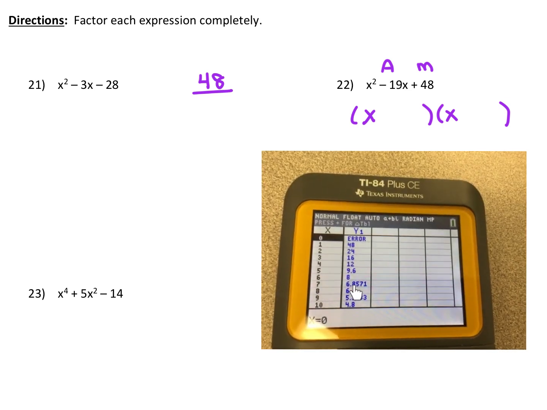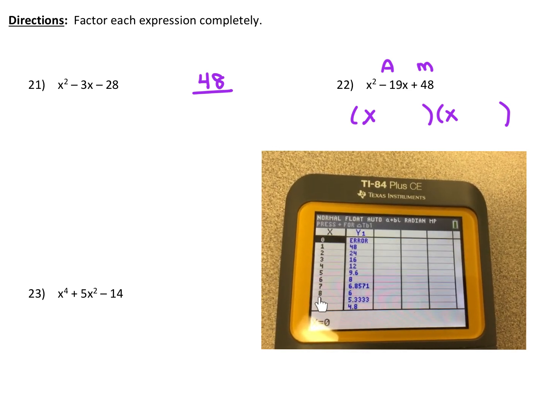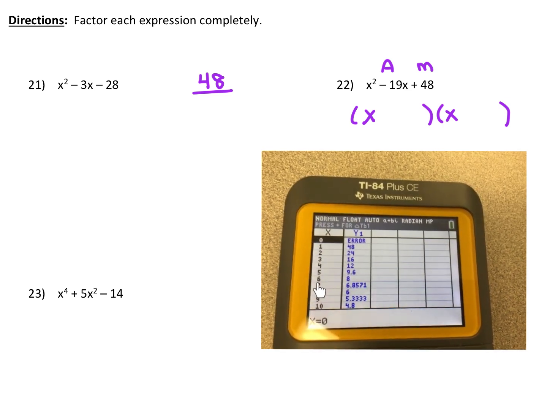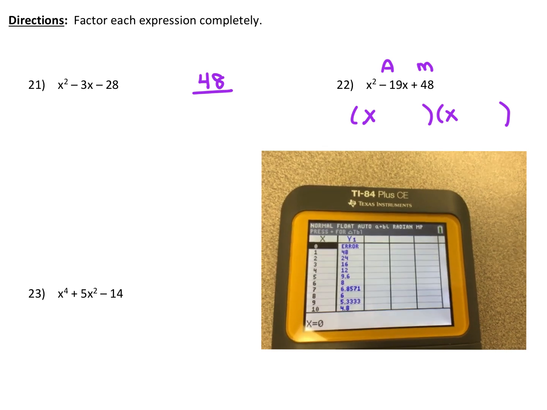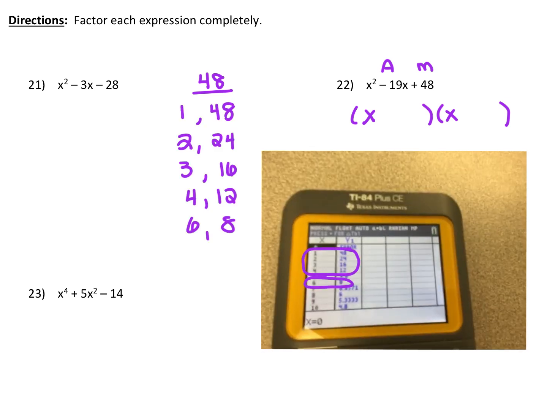7 gives us a decimal value, so we don't want to include that. Then we have 8 and 6. But didn't we already have 6 and 8? So that's how we know where we're going to stop. So I'm going to make a list of all these values on the paper. Okay, so I copied these all down. We had 1 and 48, 2 and 24, 3 and 16, 4 and 12, and 6 and 8.